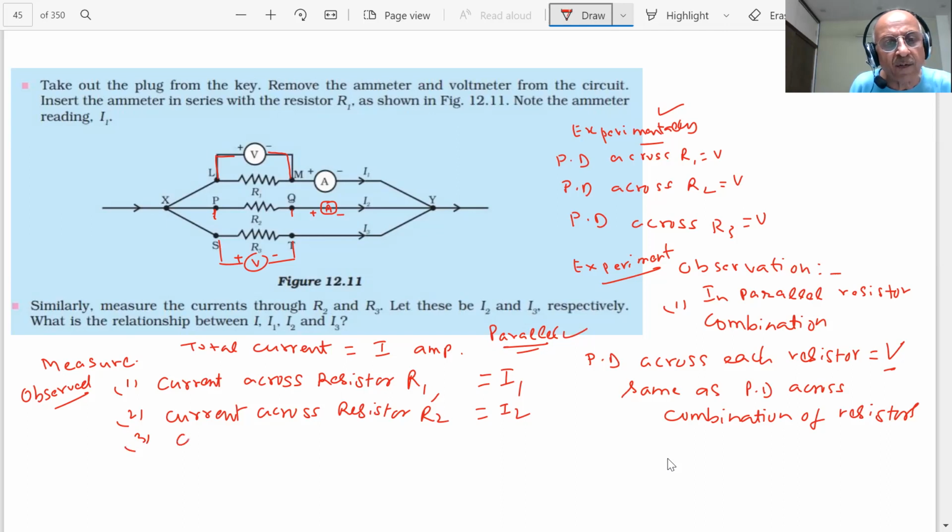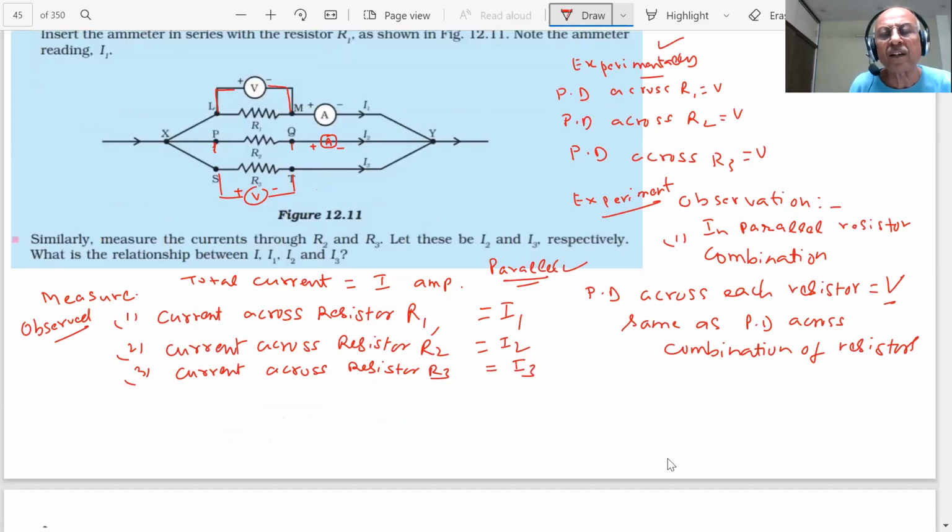Then we will find the current across resistor R3. It was found to be I3. So students, what we find is that when the resistors are connected in parallel, the current gets divided. Different resistors have different currents, but the total, it is observed experimentally, is I equal to I1 plus I2 plus I3. So the total current I gets divided into three parts.